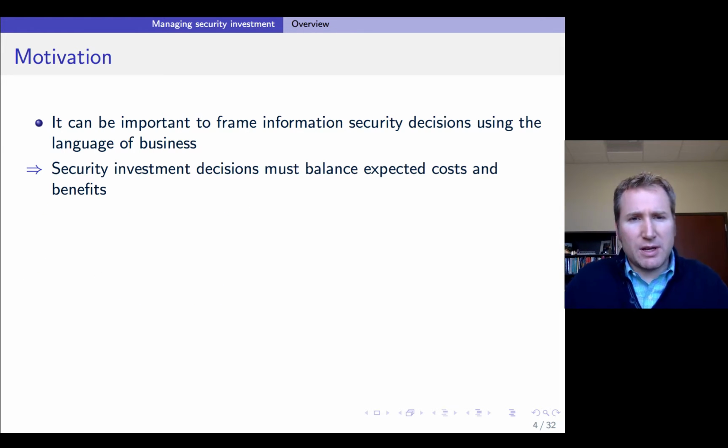The idea here is that it's very important for us to frame our decisions about information security using business language, and often that means thinking about how investments can be justified, how they will either reduce costs or produce benefits. And security investment decisions are like any investment decision a business must make, and they have to balance the expected costs of an intervention against the benefits that could be received.